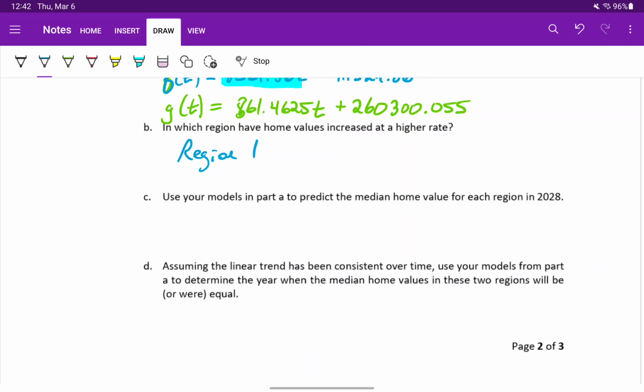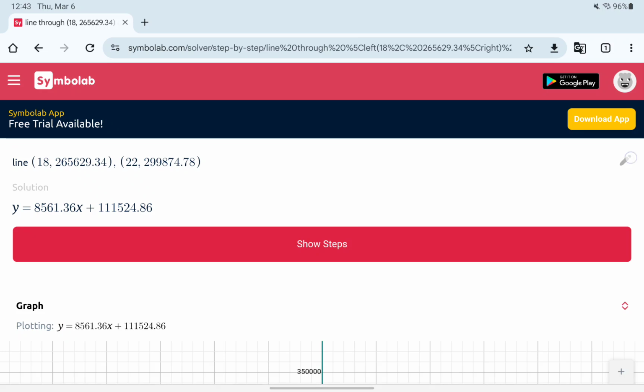In part C, we want to use our models in part A to predict the median home value for each region in 2028. Keep in mind, in our model, t represents years since the year 2000. So we're actually going to input a value of t equals 28, and we'll evaluate each of our models at t equals 28.